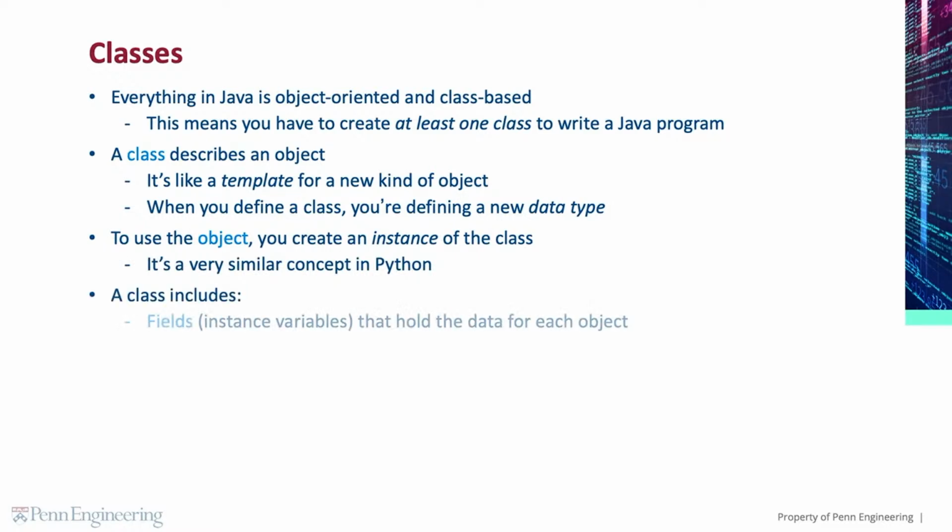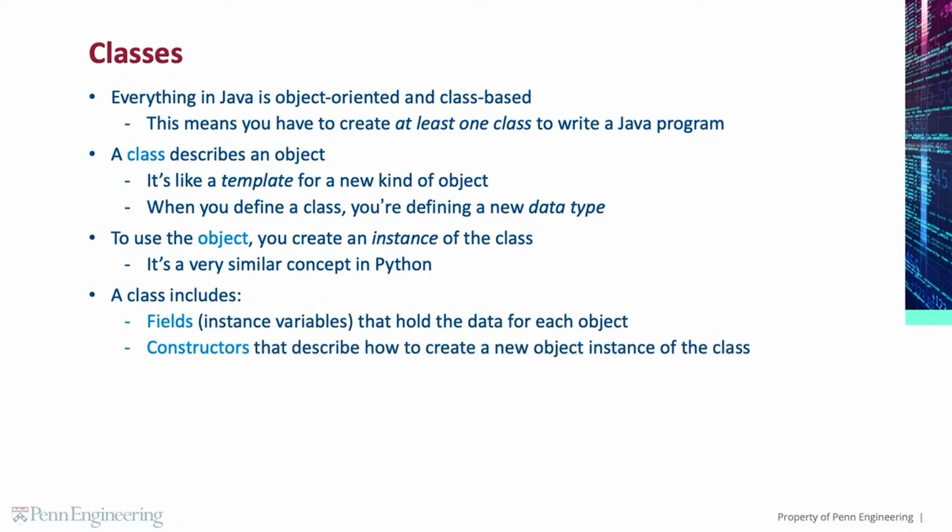A class includes fields or instance variables that hold the data for each object, constructors that describe how to create a new object instance of the class, and methods that describe the actions the object can perform.